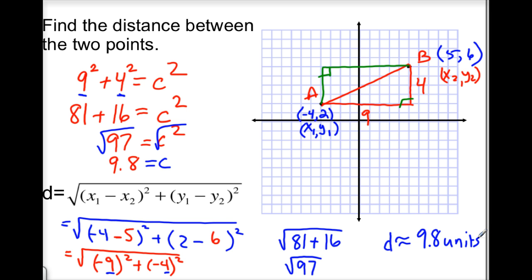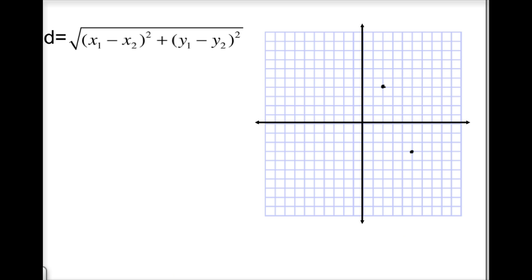Some of you are going to really like the picture better. Some of you are going to like the distance formula. Let's look at the next one. We'll do it both ways again. Let's start off with the points. In this case, 2, 4 is point number 1. Point number 2 is 5, -3. So again, we're finding the distance. What's the distance between those 2 points?